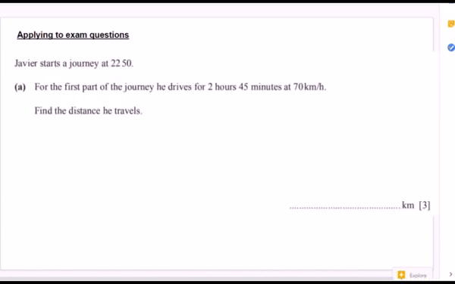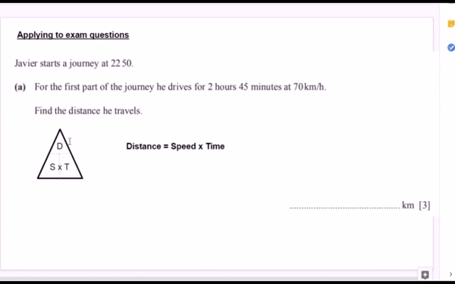Okay, a second question we could tackle. Javier starts the journey at 22:50. For the first part of the journey, he drives for 2 hours 45 minutes at 70 kilometers an hour. Find the distance. So this again is a speed, distance, time question.